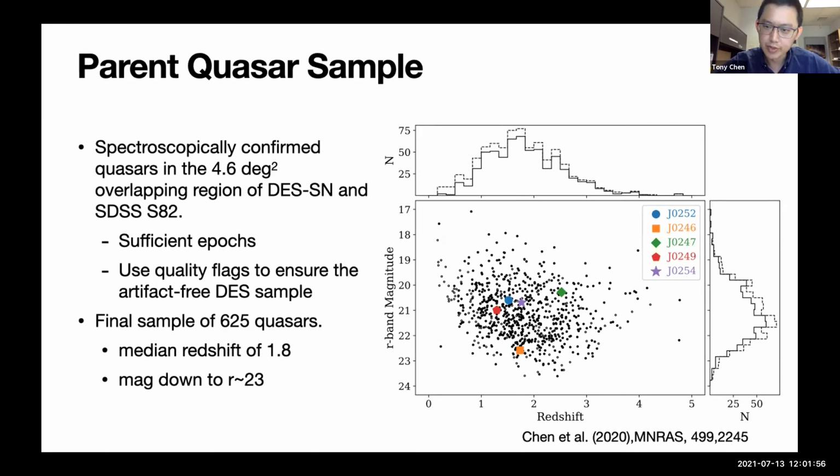As you can see, most of our quasar sample is at high redshift. The median redshift is around 0.8, and they are quite faint. The magnitude limit can reach around R band 23. So we can probe a different population, the high redshift and faint population, compared with other surveys.